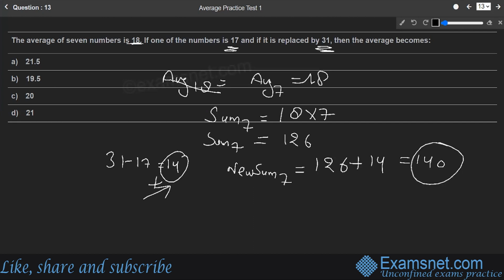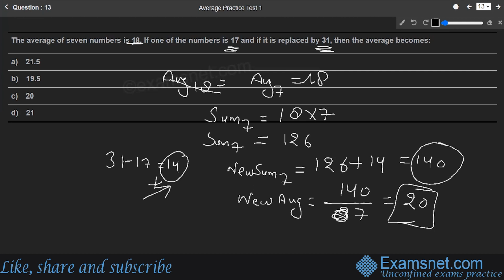Then he says the average becomes, that is the new average we have to calculate. The new average is the new sum divided by the total number of numbers. The total number was 7 only. 140 by 7 gives us 20. So that is the new average, 20. It is available in option number C, which becomes the right answer.